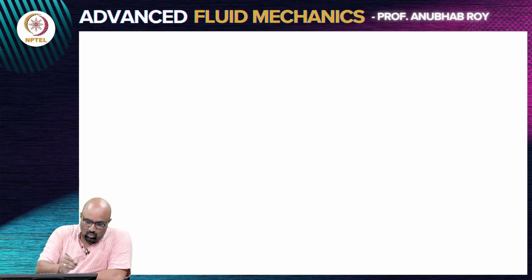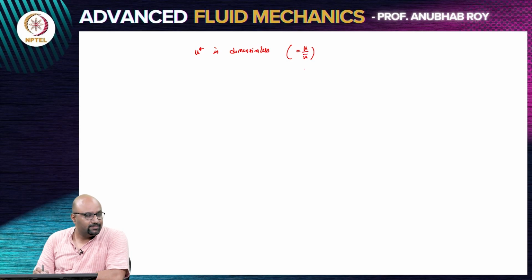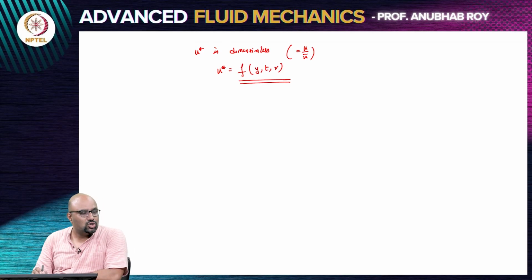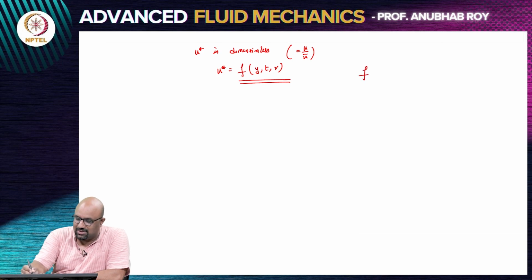There is also one more aspect. U star is dimensionless, right? U star is u by u bar. It does not have any dimension, which means when I write u star is a function of y, t and nu, this function should be non-dimensional. It should also not have any dimension. If the LHS does not have any dimension, then the RHS cannot have any dimension, which means the argument of f, where f is some function, should be some non-dimensional combination of y, t and nu.